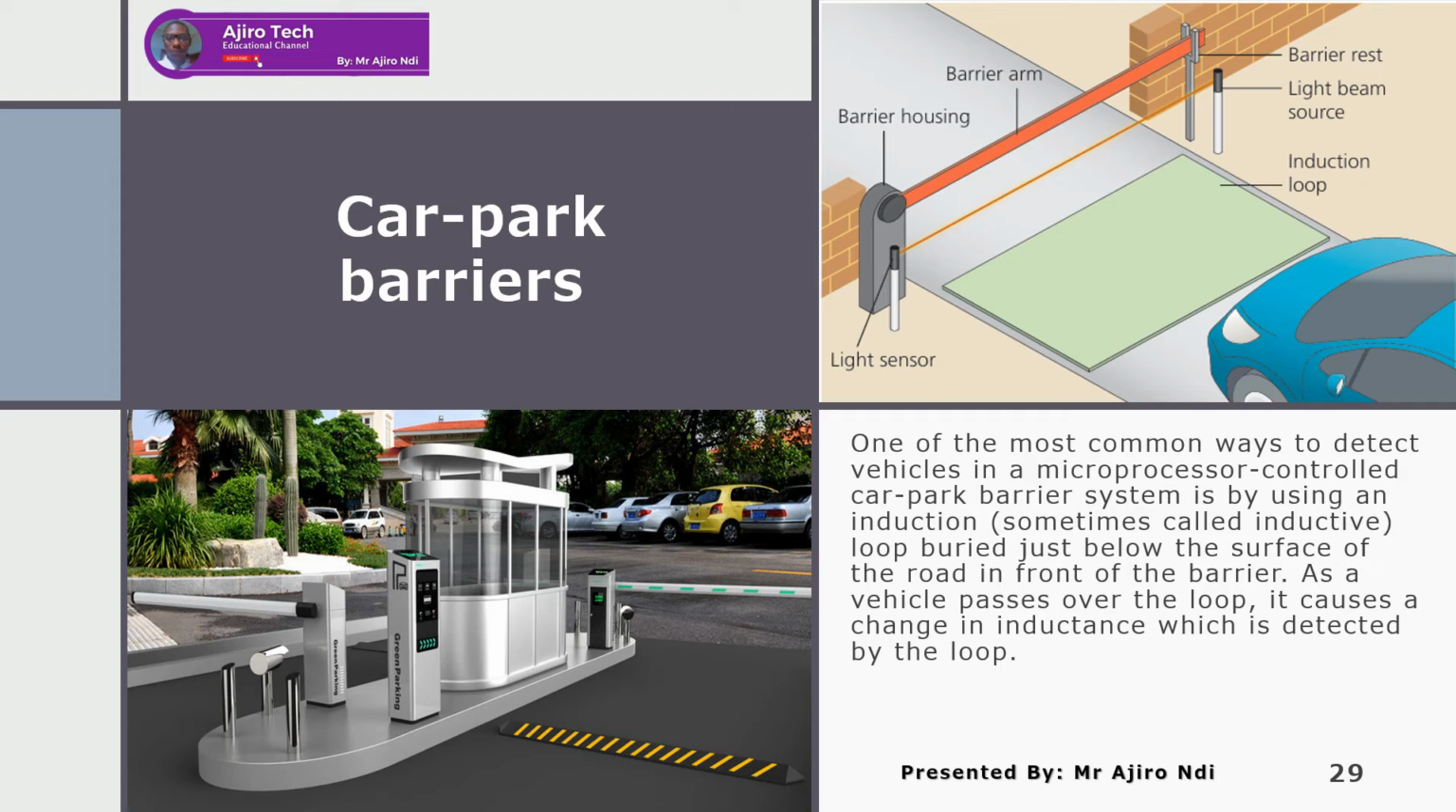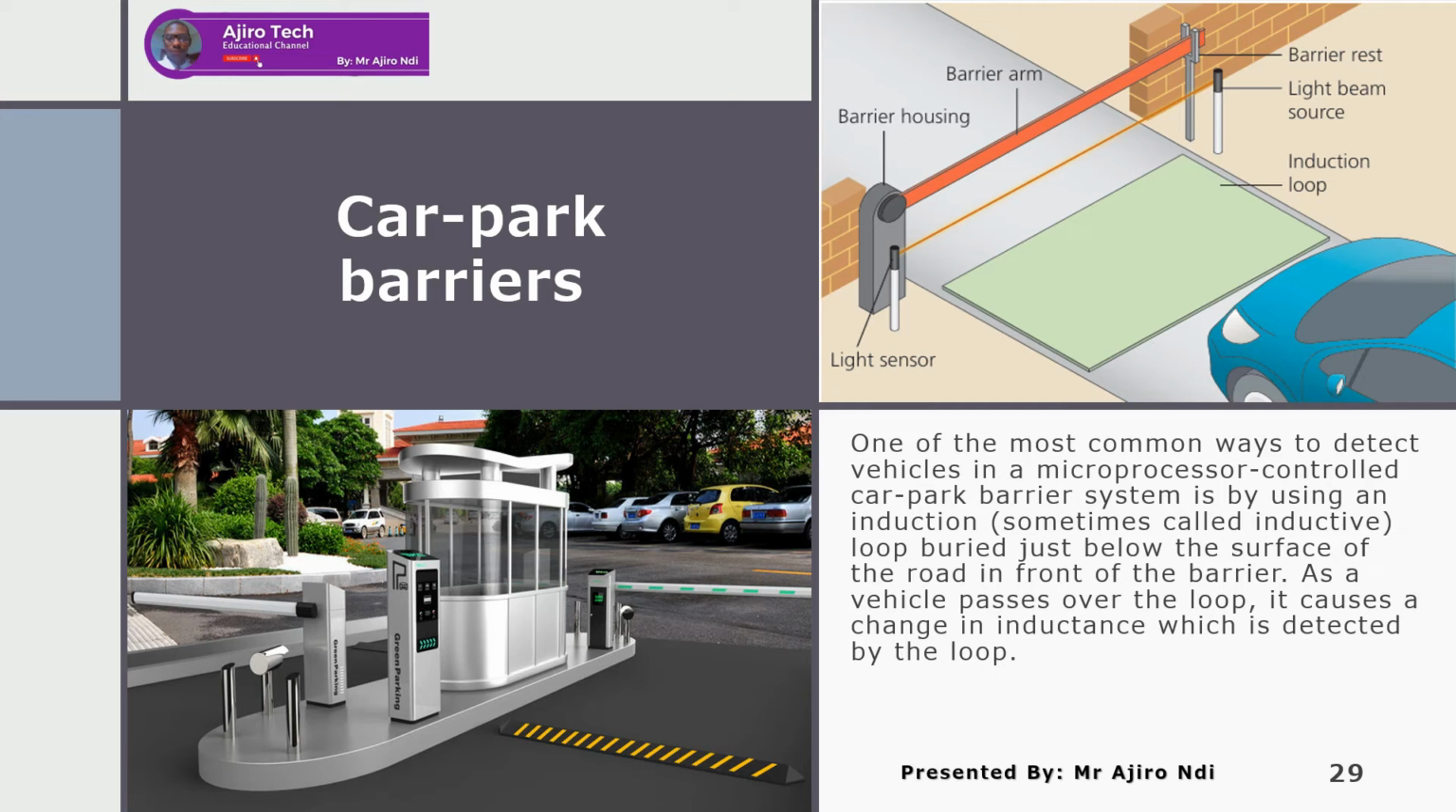The loop sends back data which is converted to digital, and if the computer detects any change compared to a preset value, of course, it sends a signal to the actuator. In this case, the actuator is the motor which, when activated, will cause the barrier to rise. Okay, there is usually a second sensor, often a light sensor, which is used to detect when the vehicle has passed beyond the barrier.